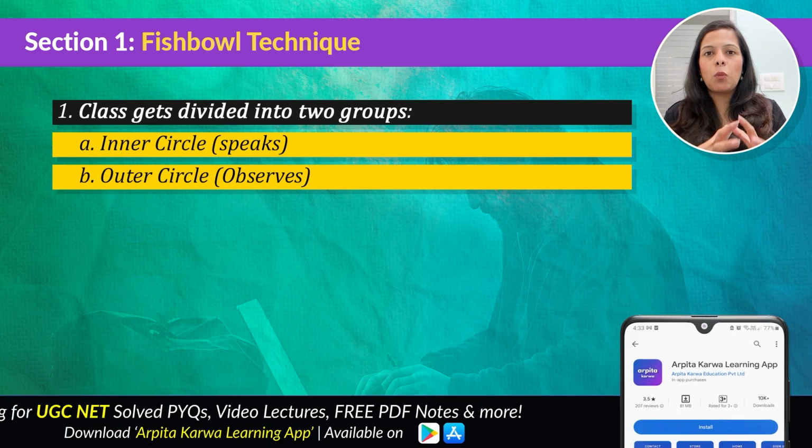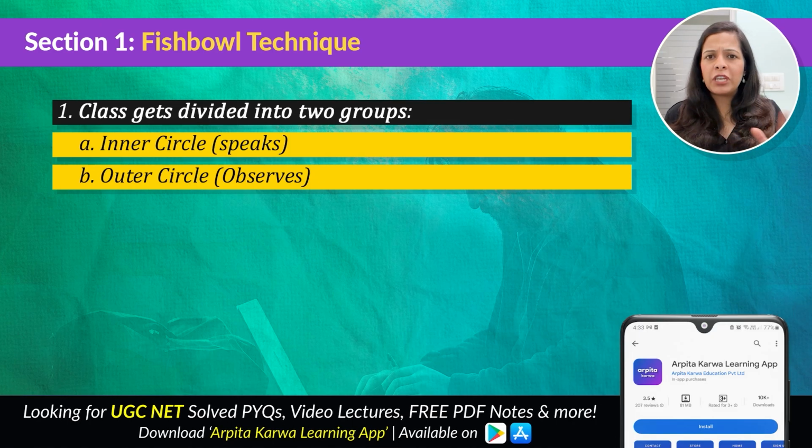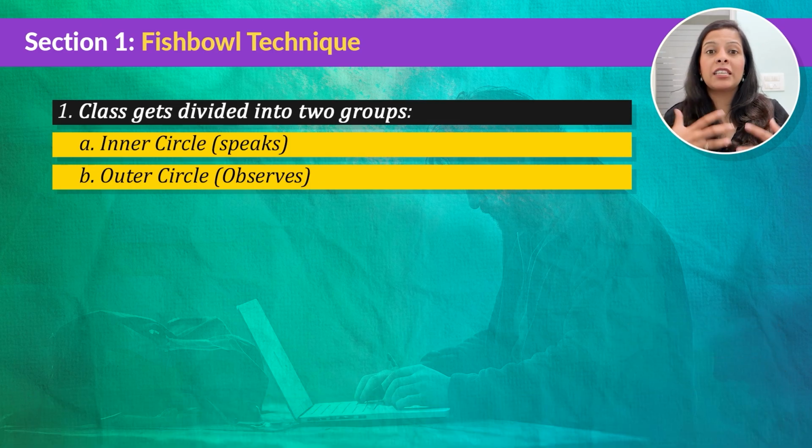The inner circle is a small group of students who sit in the middle and have a conversation on a given topic. They speak freely, build on each other's ideas, and try to explore the topic in depth. Whereas, what do the outer circle students do? The outer circle consists of the rest of the class. They sit around the inner circle, they are not participating, but they observe, listen carefully, and take notes.